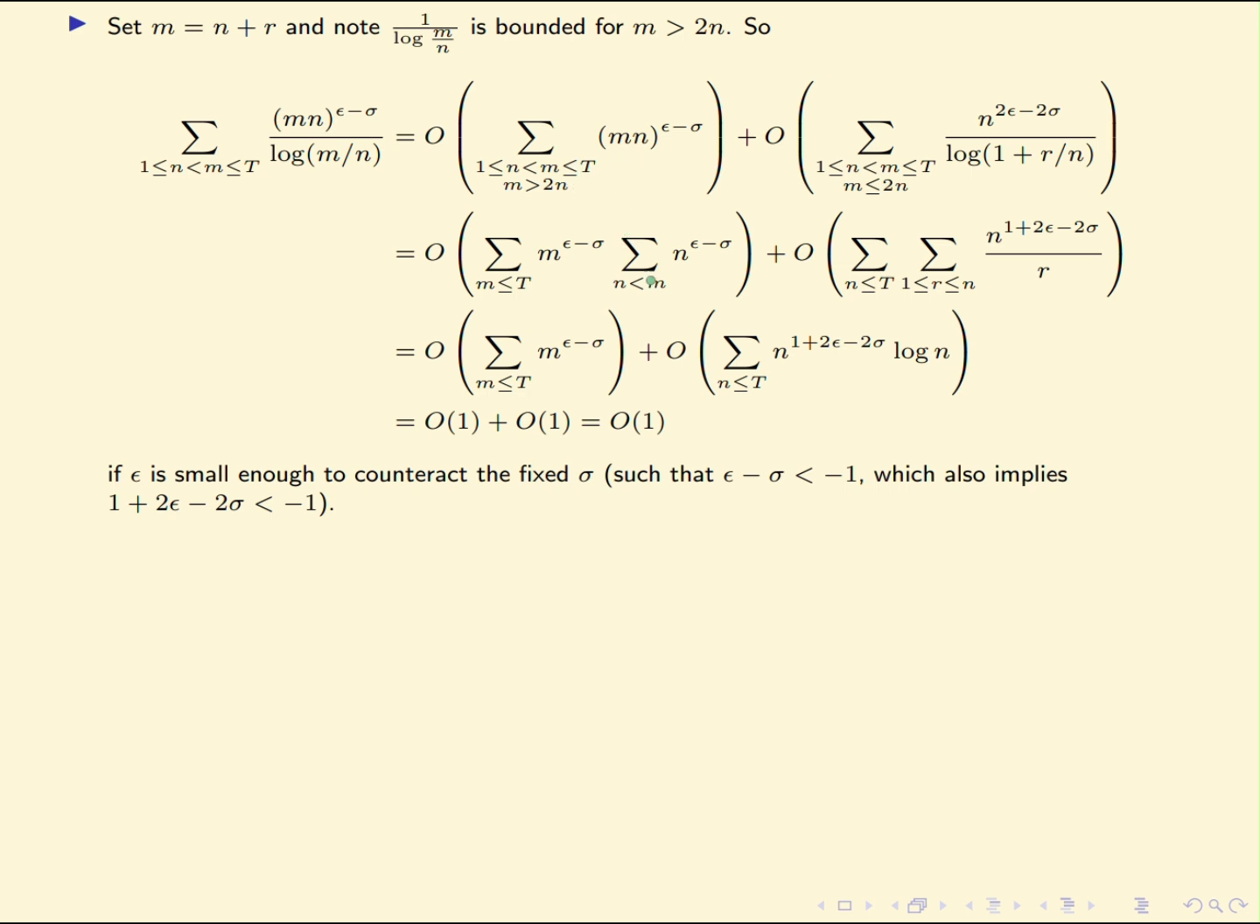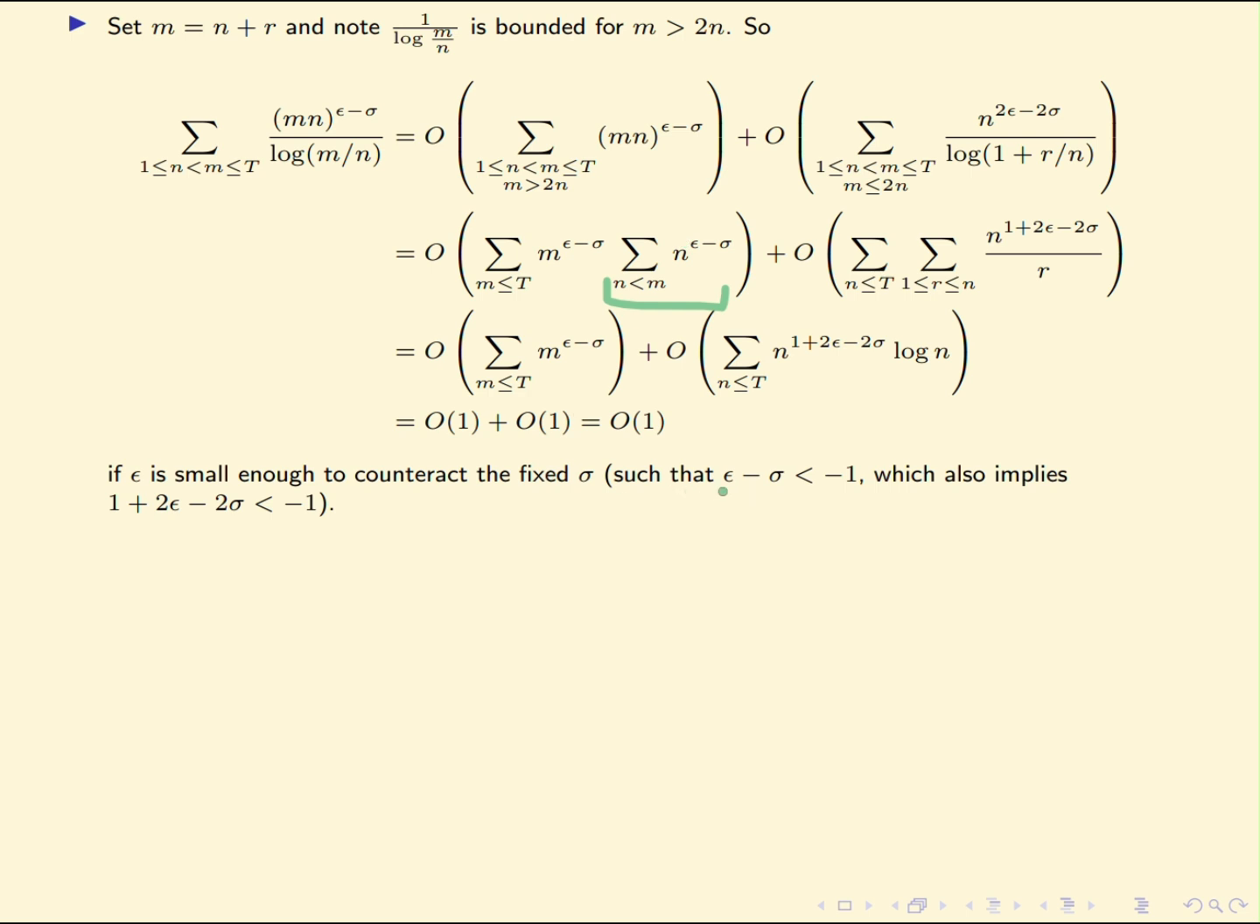So if I reintroduce all the terms back and then split this sum into a double sum, I can say the sum from m less than or equal to t, and then the sum of n less than m. Then I split out the m to the epsilon minus sigma and the n to the epsilon minus sigma. If you look at each individual one of these sums, this thing is just O of 1. So I can remove that thing entirely.